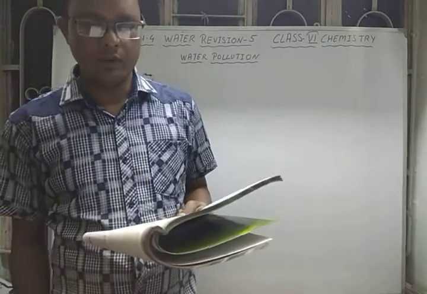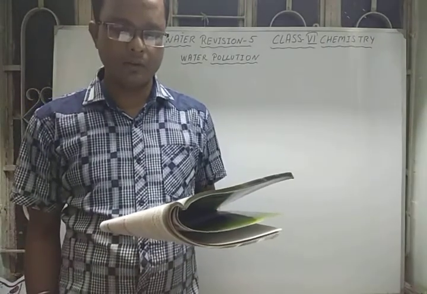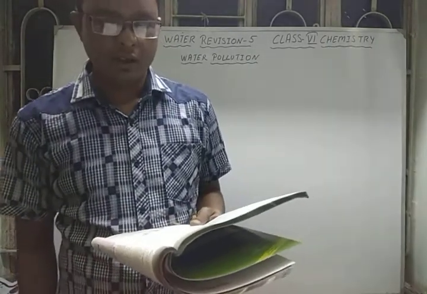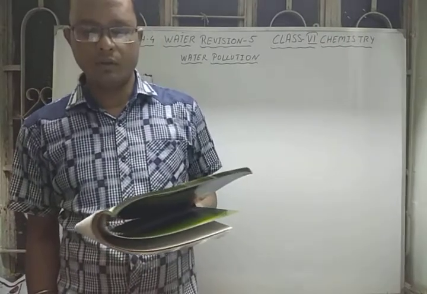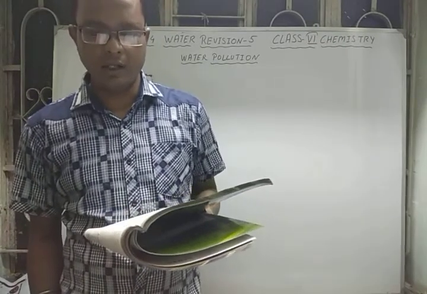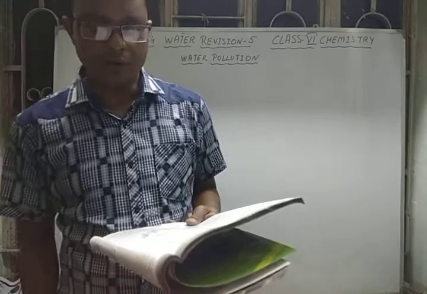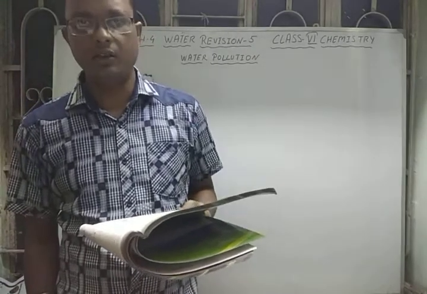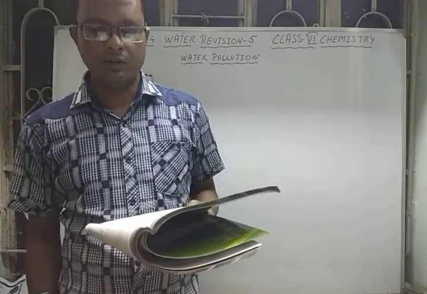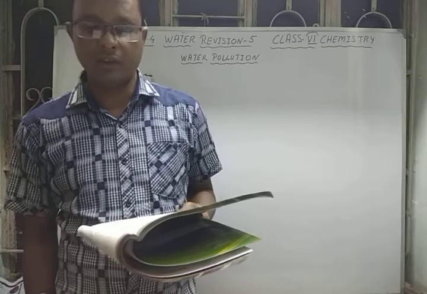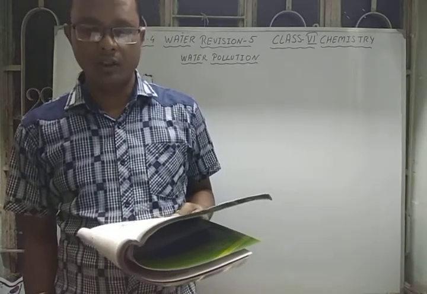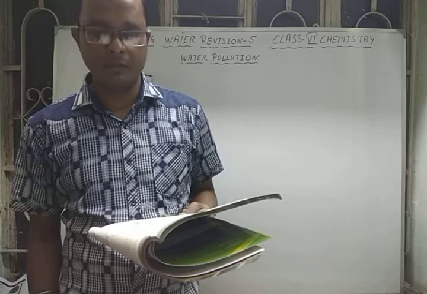Next is eutrophication. It's a process in which water becomes overly rich in nutrients. As a result, there is an excessive growth of underwater green plants, which consume most of the dissolved oxygen in the water. So enrichment of nutrients in the water leads to the growth of underwater green plants.